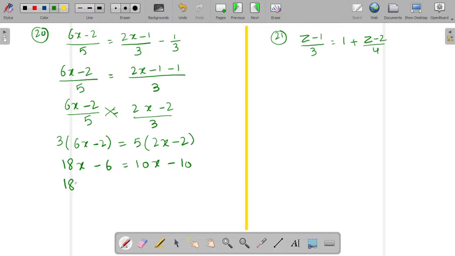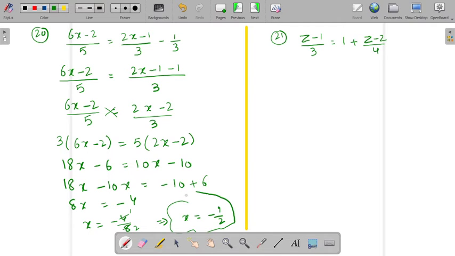Now same procedure, 18x minus 10x. Shift the terms, minus 10 and minus 6 will be shifted here. So it will become plus 6. So this will be 8x equal minus 4. So x will be minus 4 upon 8. Minus 4 upon 8. So cancel it. You will get x as minus 1 by 2.